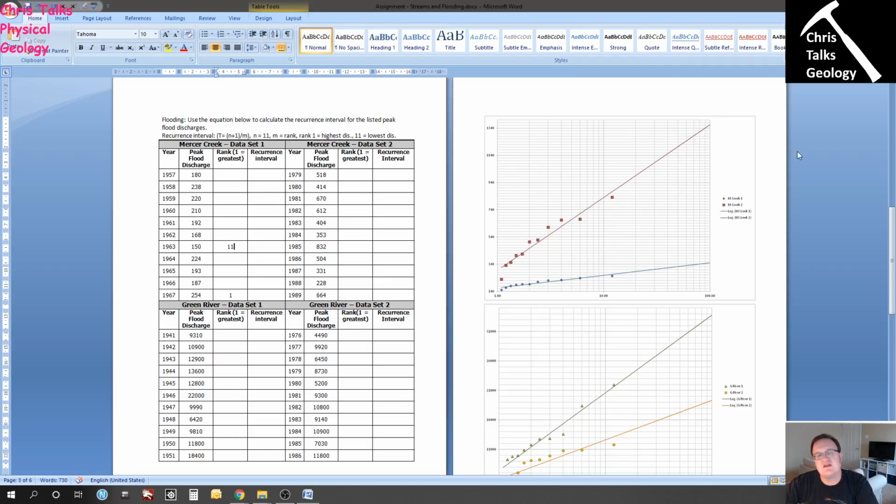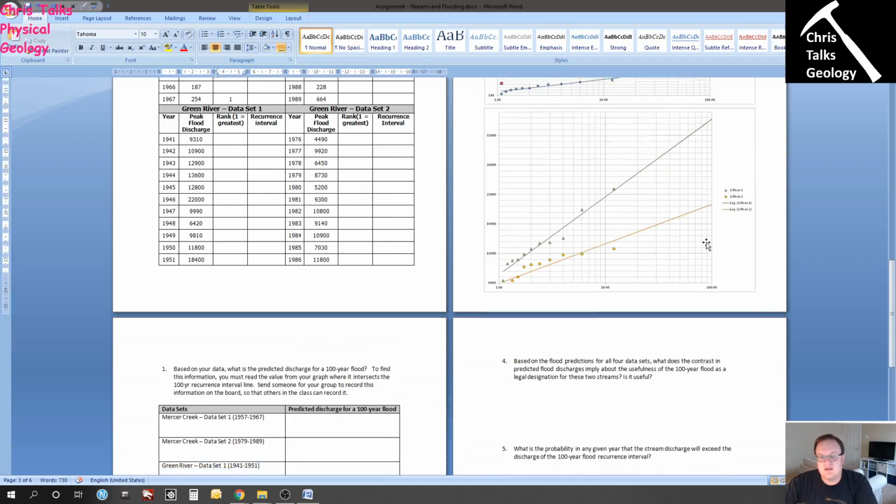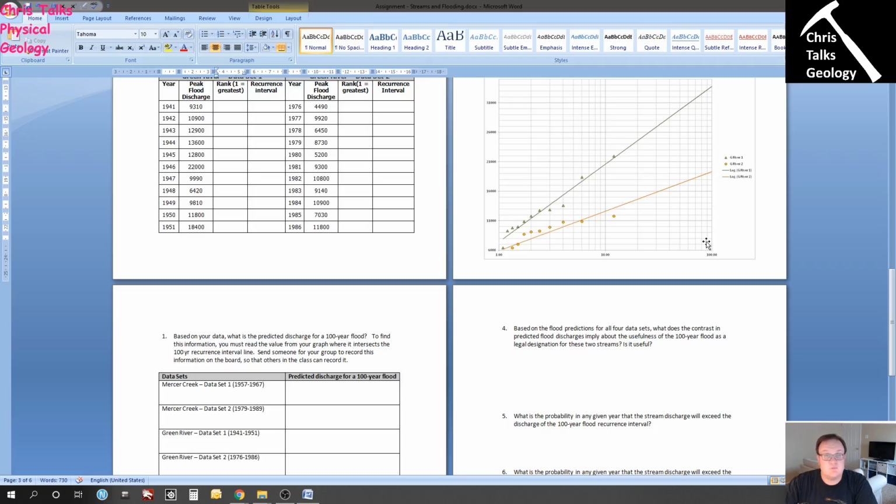So the question then becomes, is a 100-year flood a truly helpful thing? It's kind of dependent on the data you're using, isn't it? So you have to decide, is that helpful, or is that something that in theory can be abused? Is the idea of a 100-year flood actually helpful to us?